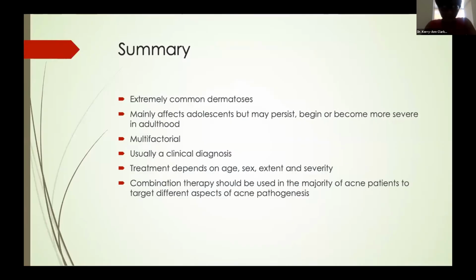So in summary, acne vulgaris is an extremely common dermatosis, and it mainly affects our adolescents, but it can persist, begin, or become more severe in adulthood. It's multifactorial, and diagnosis is usually made clinically. Treatment is going to depend on the age of the patient, the sex, the extent, and severity of acne. And for most patients, we're going to recommend combination therapy that's going to target the different aspects of acne pathogenesis.